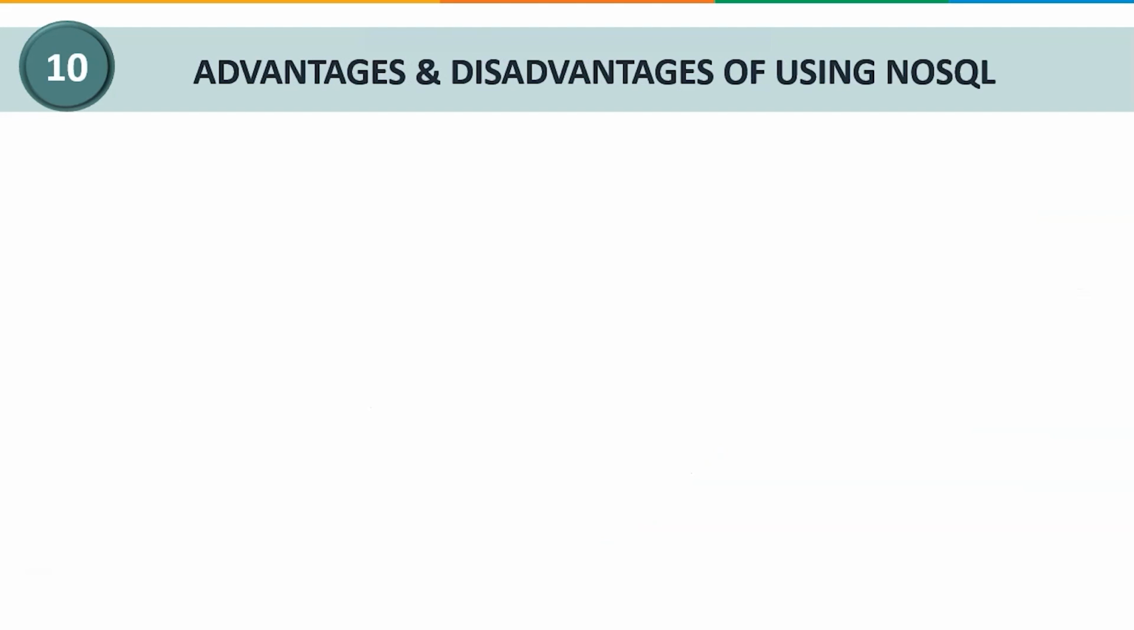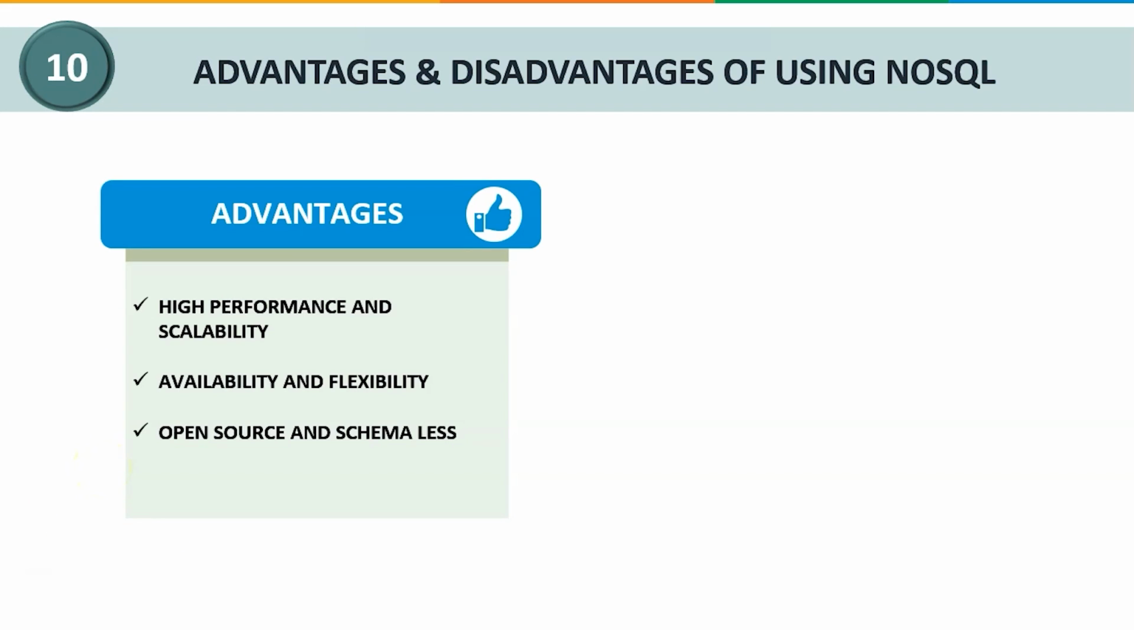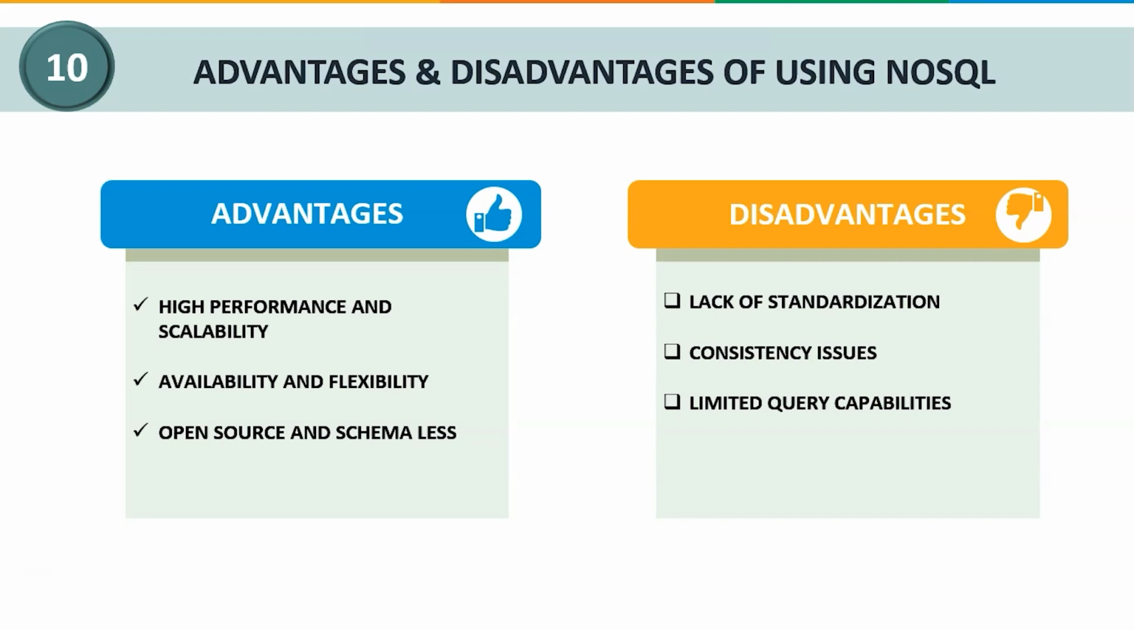Let us now discuss some advantages and disadvantages of using NoSQL. Firstly, let us discuss the advantages. NoSQL provides high performance and scalability, and it also has a lot of availability and flexibility. It is open source and it is schema-less as well. That is, you can directly download NoSQL databases from the internet, unlike some commercial databases. On the other hand, there are some disadvantages as well.